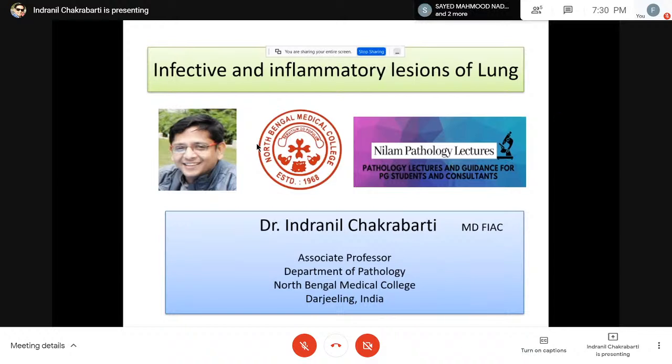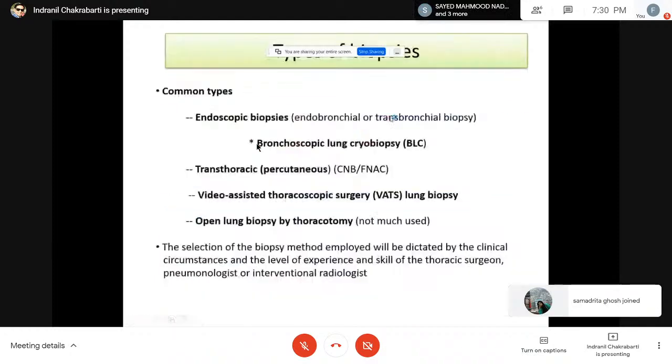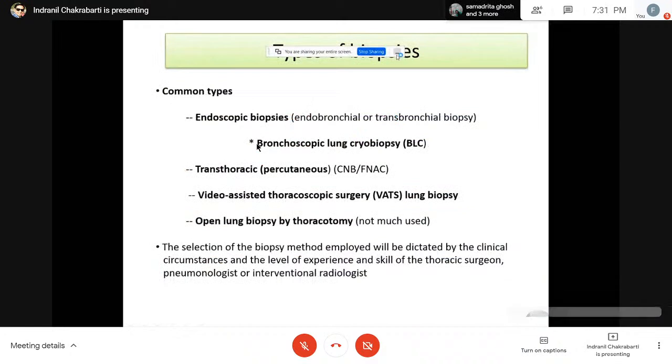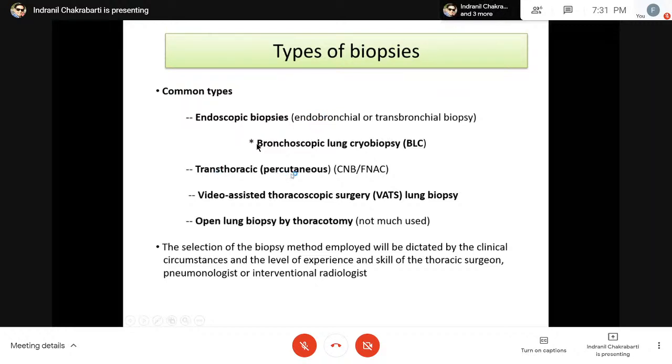So, before starting, let's revise what are the common types of lung biopsies that we encounter. Previously the open lung biopsy by thoracotomy was used, but it is not much used nowadays. Nowadays what we have are the endoscopic biopsies by the flexible fiber optic bronchoscope. They are either endobronchial or transbronchial biopsies. And we have transthoracic or percutaneous biopsies. For example, we do the FNAC or the CNB, CT guided or US guided. Those are included in the transthoracic biopsies.